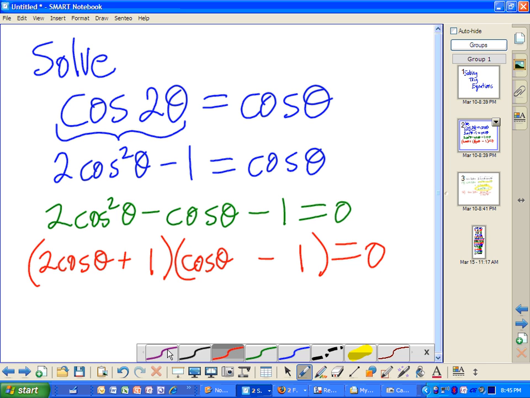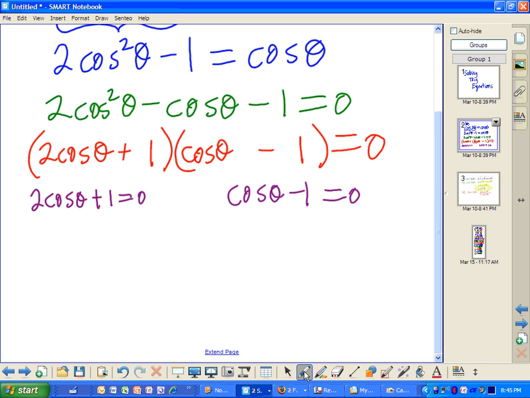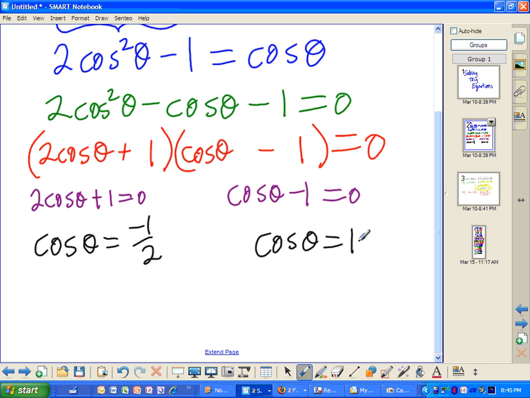Okay, now I can solve because 2 cosine of theta plus 1 equals 0, and I can also say cosine of theta minus 1 equals 0. So I really have two different equations to solve. This turns out to be cosine of theta equals negative 1/2, and this is cosine of theta equals 1. Okay, so let's look first at cosine of theta equals negative 1/2.